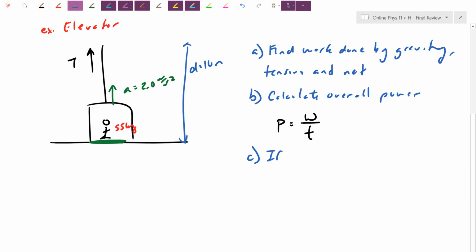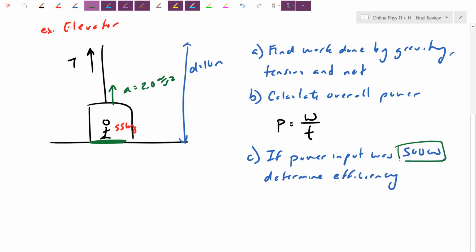If the power input was 500 watts, I want you to determine the efficiency. Remember, we live in the real world, so basically nothing is perfectly efficient. So you may be delivering 500. This W here actually stands for watt. That is the unit for power. And that watt there actually implies a joule every second. So technically this elevator is rated every second. It's supposed to be delivering 500 joules.